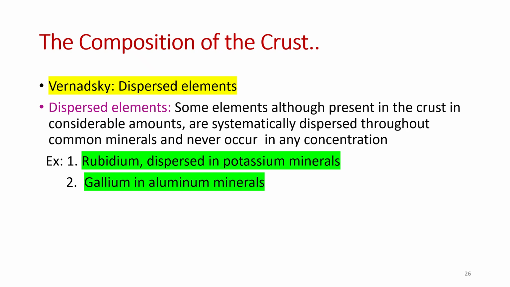Some elements, although present in the crust in considerable amounts, are systematically dispersed throughout the common minerals, and they never occur in any concentration. These elements are known as the dispersed elements. This term was coined by Vernadsky. Examples are rubidium dispersed in potassium minerals and gallium in aluminum minerals. These are termed dispersed elements.